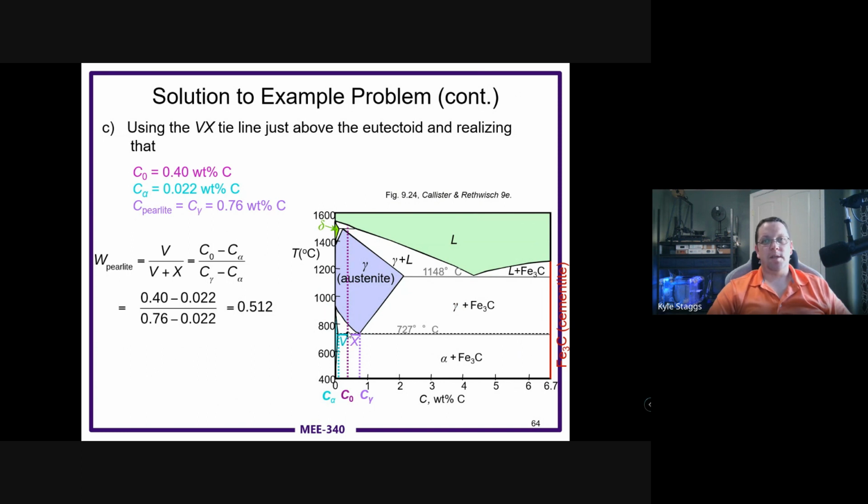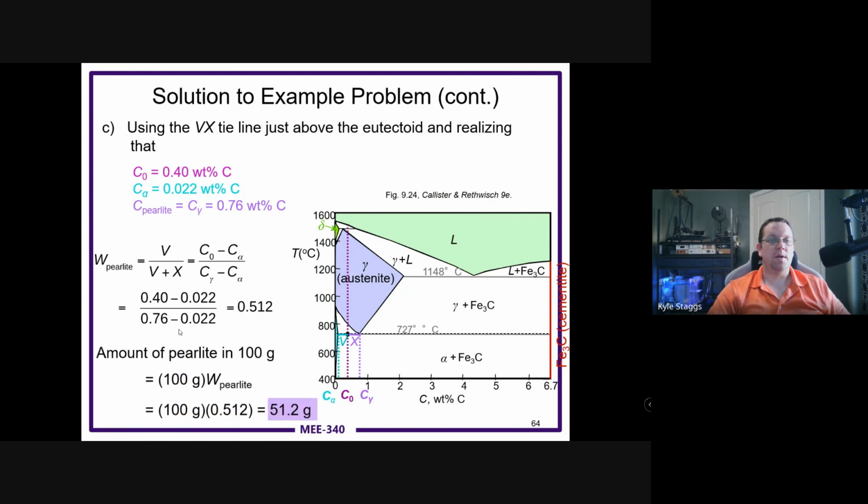So based on this, we should expect, again, roughly halfway between the two. Sanity check should be about 50%. If you get 10%, 5%, go back and double check that you didn't drop a 0 somewhere, enter it wrong in the calculator or whatever. And of course, by calculator, I mean ChatGPT, because nobody does their own homework anymore. So the amount of perlite in 100 grams is that weight fraction times the 100 grams, giving us the 51.2 grams.